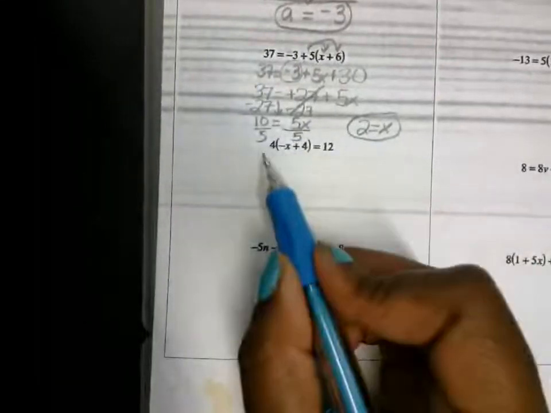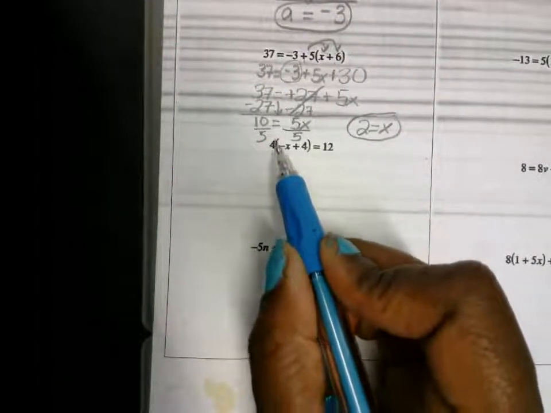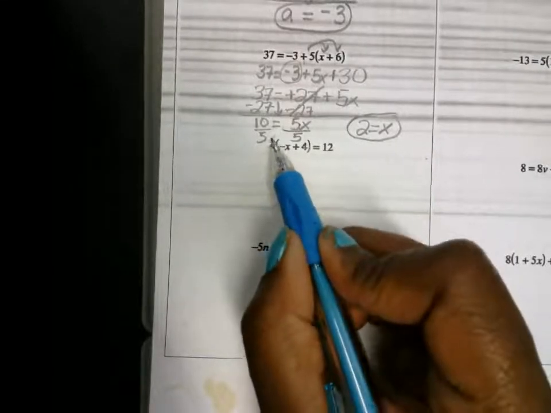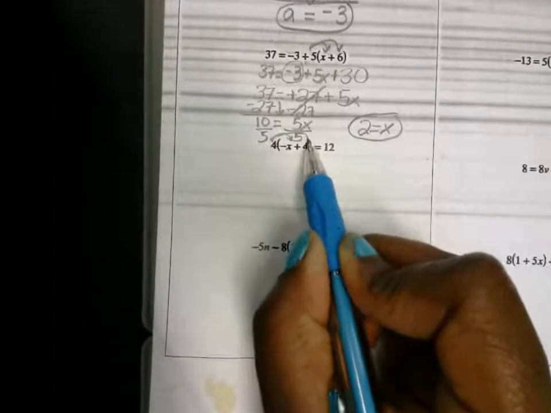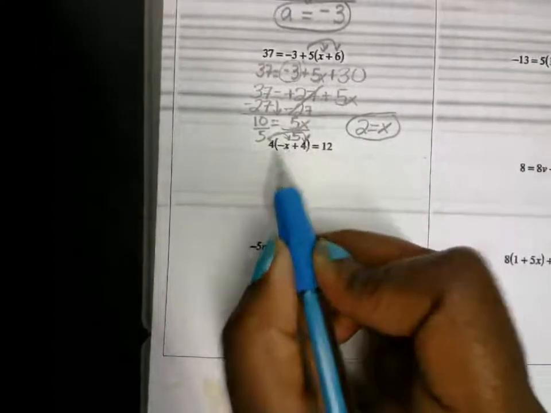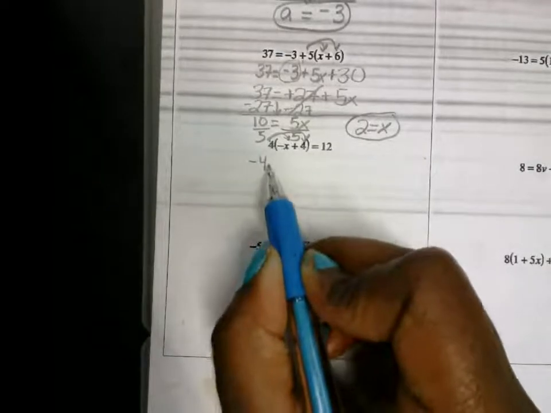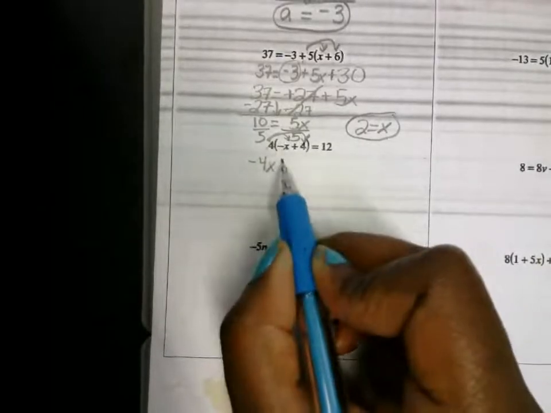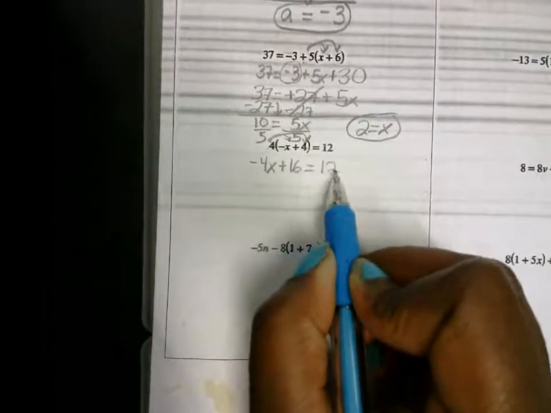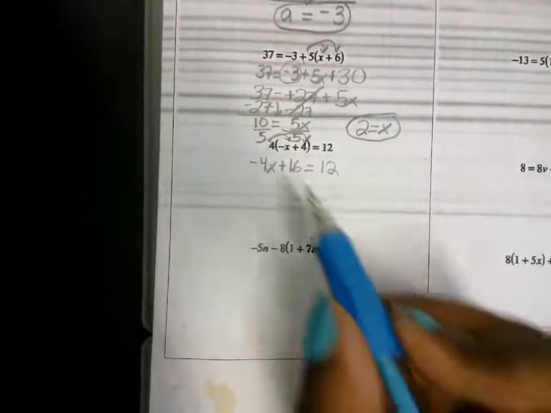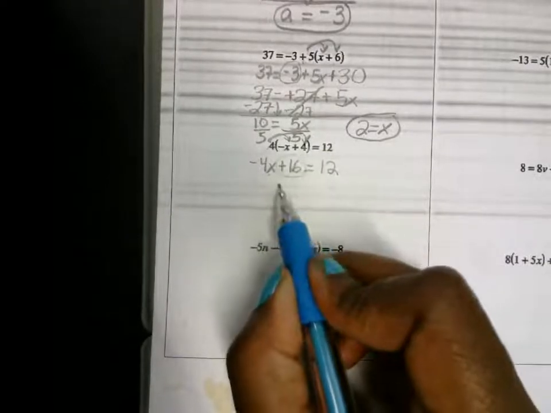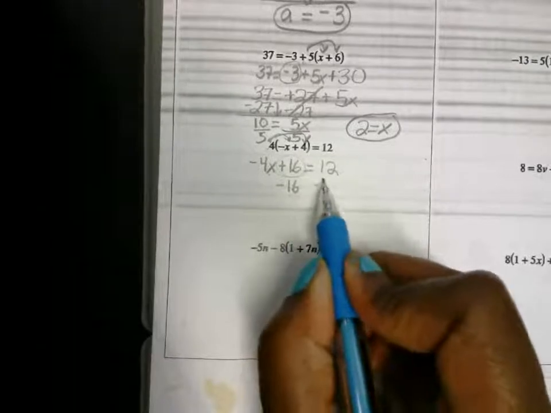The next one, we're doing distributive property. Remember, the operation that's between the parentheses and a number or a variable is multiplication. So you're multiplying 4 times both numbers in the parentheses. 4 times a negative x is negative 4x. 4 times 4 is 16. Bring down the equal, bring down the 12. To get x by itself, you got to get rid of the positive 16. So we're going to subtract 16 on both sides.